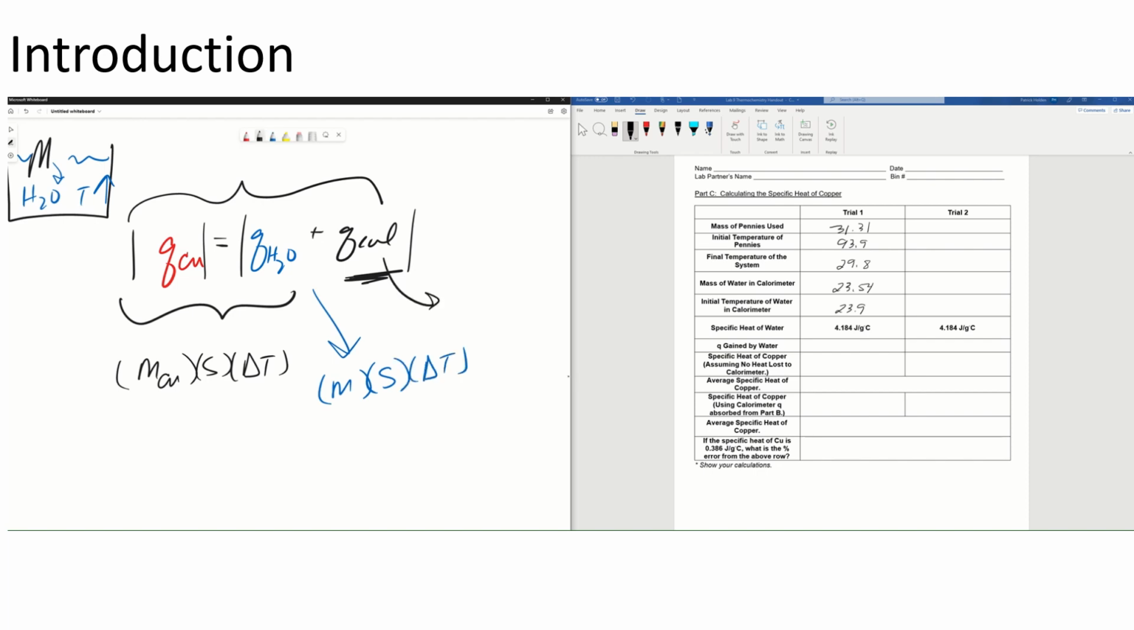And then the Q of the calorimeter is a little bit different. Instead of using specific heat, where the units are joules per gram degree Celsius, we're going to use the heat capacity. So the Q of the calorimeter is simply equal to the mass times the heat capacity of the calorimeter. Actually, let me call that C for heat capacity of the calorimeter. And this is simply going to be joules per gram.